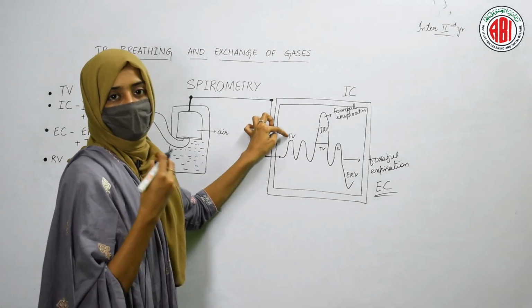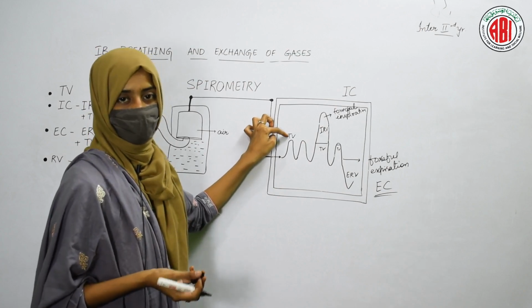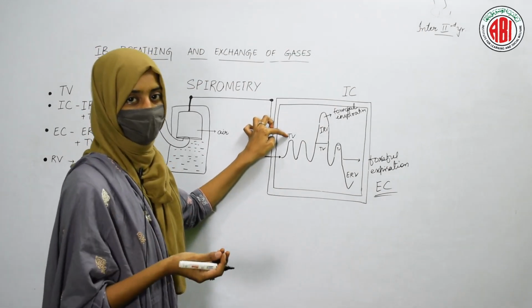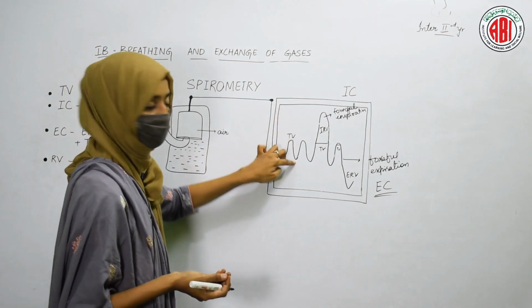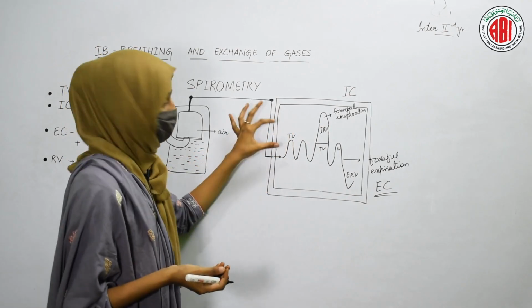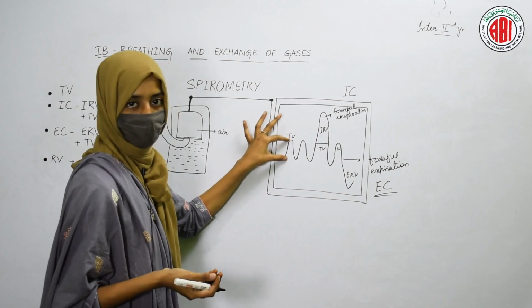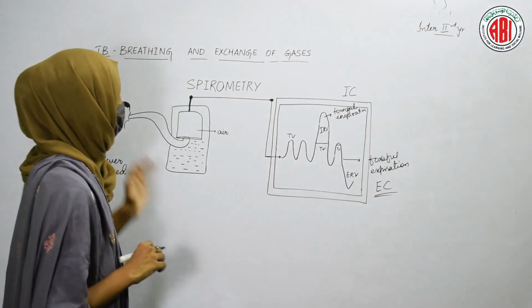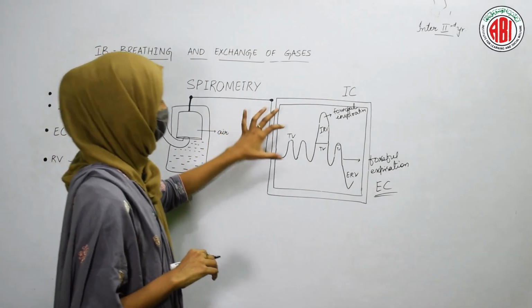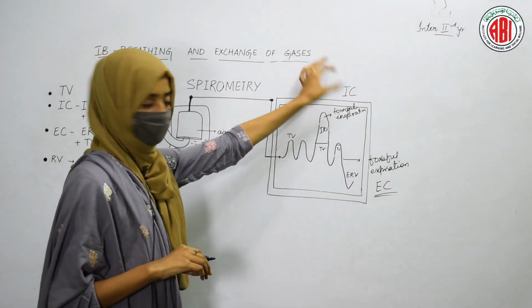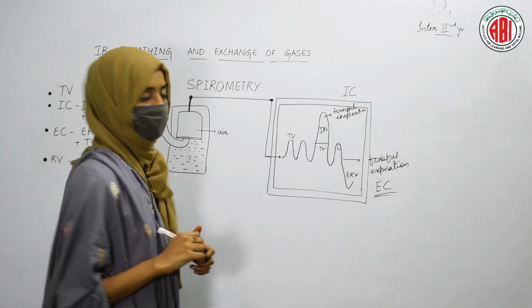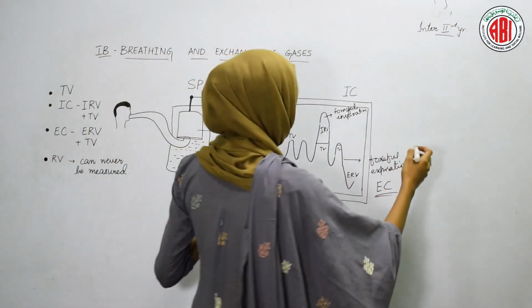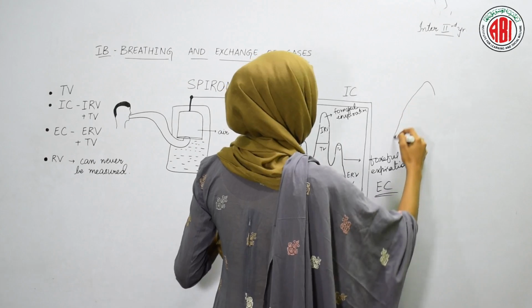Whenever the expiration takes place, when we breathe out the air, at that time the graph moves downwards, and this is the tidal volume, right? This is how we can measure tidal volume, inspiratory capacity and expiratory capacities of different persons. So, in the last session we have already discussed all these capacities, right?